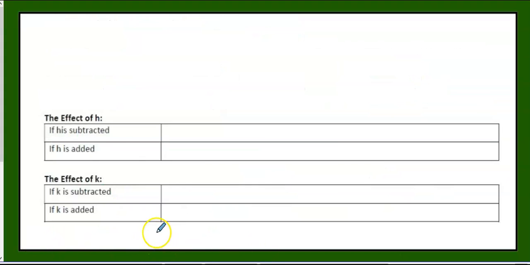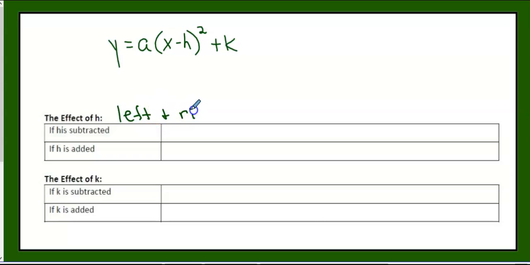Okay, so in vertex form, the effect of the H term, and you remember it's y equals A times, and then you've got an X minus H in parentheses, and then that's your squared, plus K. So this H term right here, the effect of that, this is the left and right movement. So it's that translation left or right.